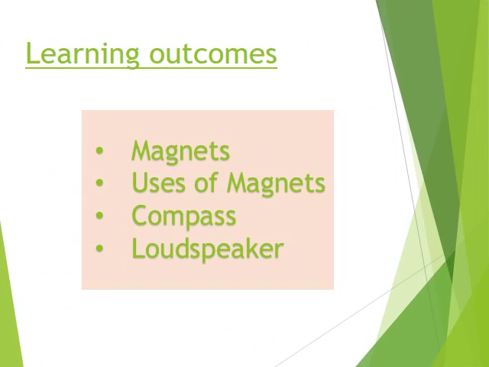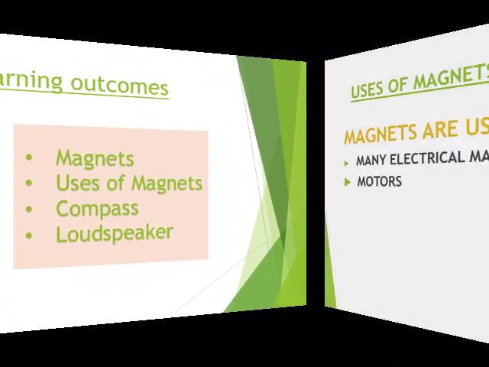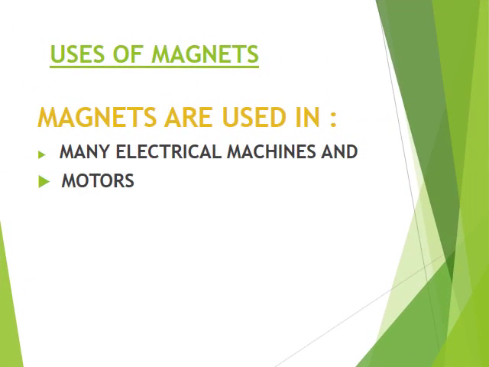My dear students, there are some learning outcomes of magnets and magnetism, unit 7. In these lessons we will learn what magnets are, the different uses of magnets, and what a compass and a loudspeaker are. We will learn all these topics in this lecture. Now let's start with the uses of magnets.